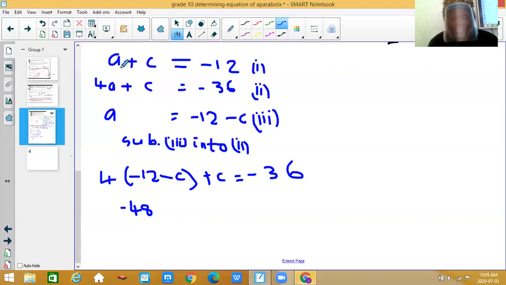Right, we used this equation 1 and decided to make A the subject of the formula. Since we want to leave A alone, we transpose this one. Since it was plus, when it goes to the other side, it will be minus. This is what we have, to have equation 3.